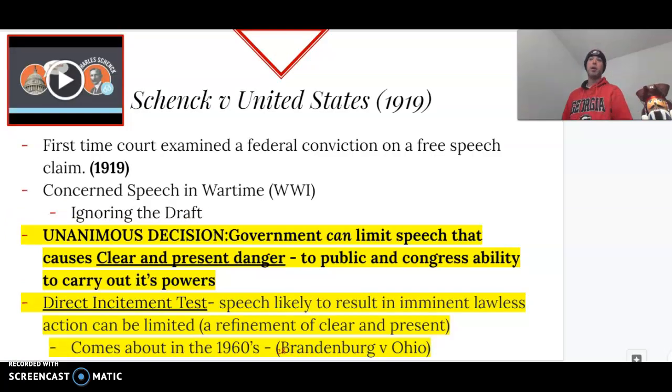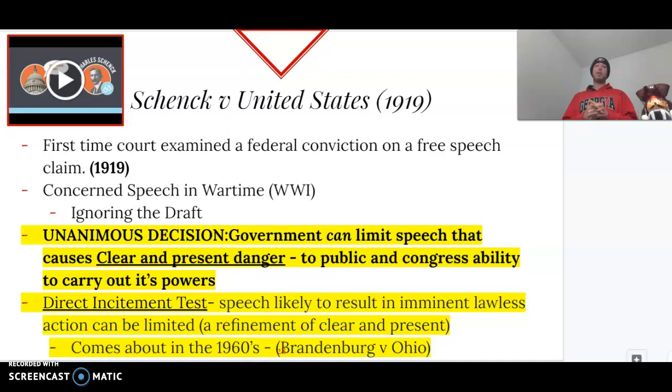All right. This is one of our major court cases. Okay, this is one of your five. Schenck versus the United States. This is going to be the first time in U.S. history where the Supreme Court is going to examine a free speech claim. It's going to be during World War I, or I guess right after World War I, considering activities that were done during the time of war. And it's going to be about ignoring the draft.